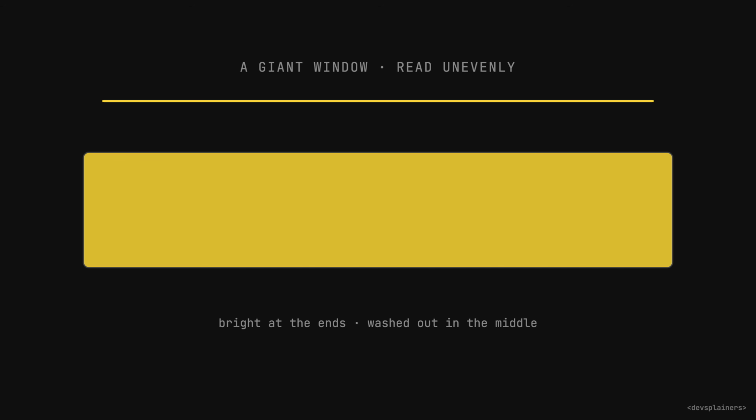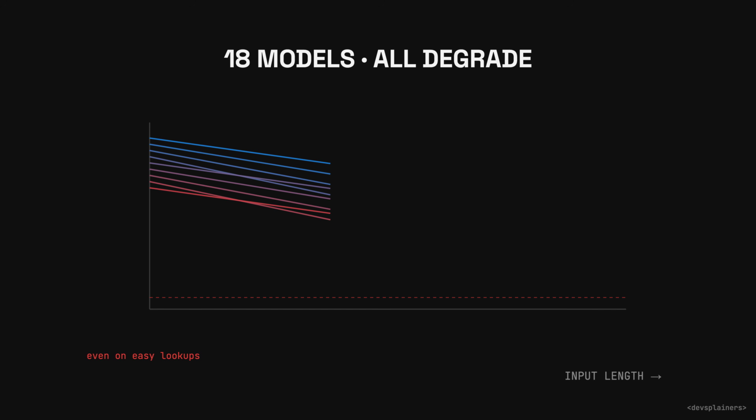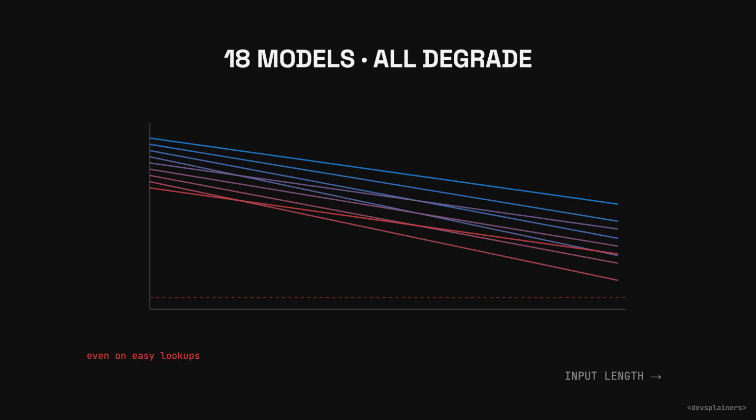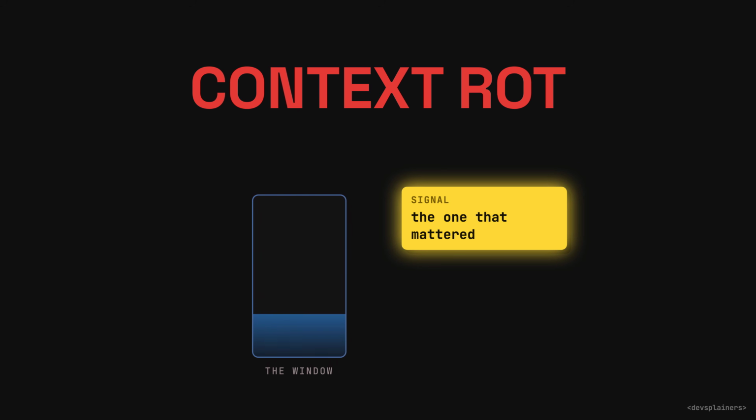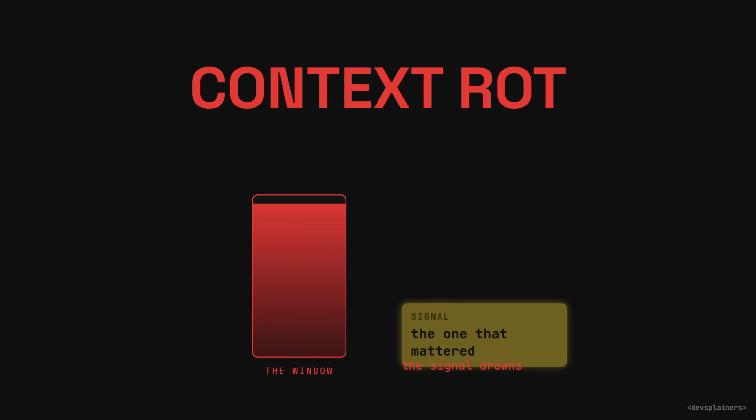A model with a giant window doesn't read across all of it evenly. Researchers at Chroma pushed 18 of the top models through longer and longer inputs, and every single one got less reliable as the input grew, even on easy lookups. They named it context rot. The window fills, the signal drowns, and the model starts skimming.